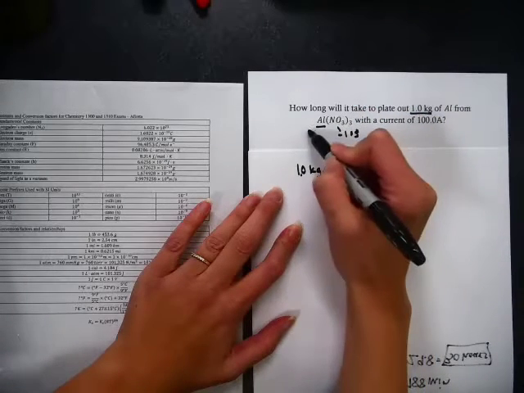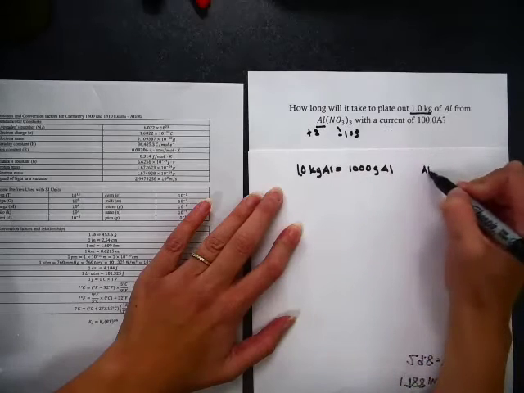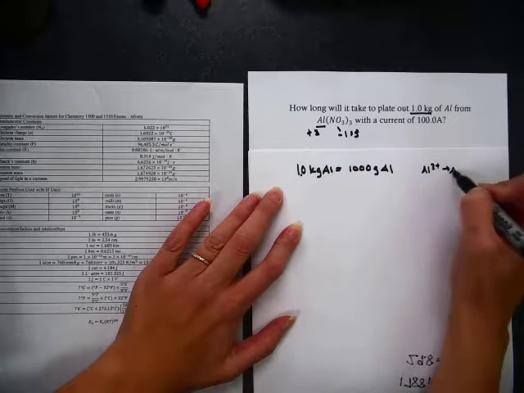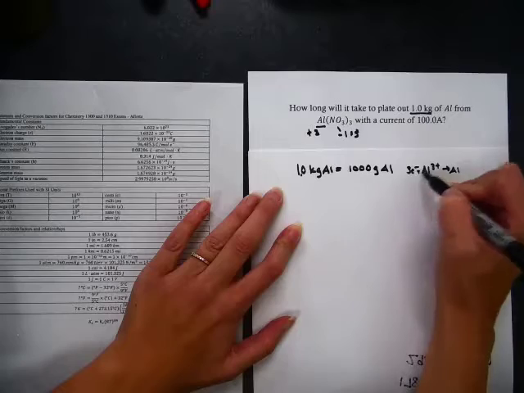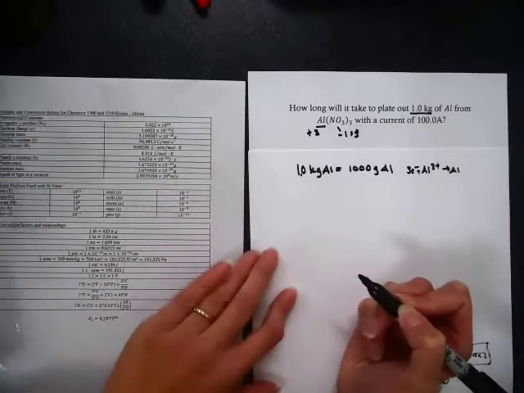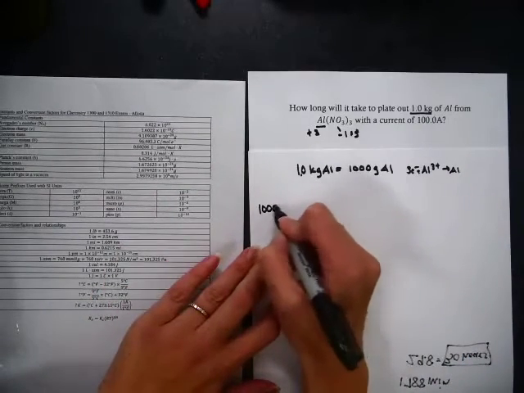I also need to know what the charge of aluminum is. I can get that from the periodic table. Maybe I just know it, or I can use the nitrate -1 to figure it out, but it's a +3. So I'm going from +3 to a 0, so I'll need 3 electrons to do that.